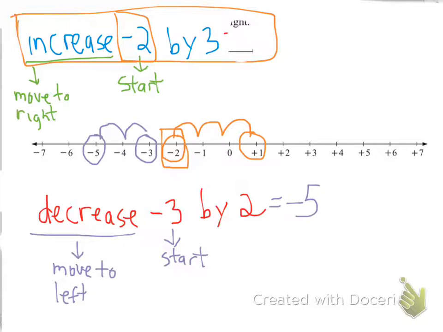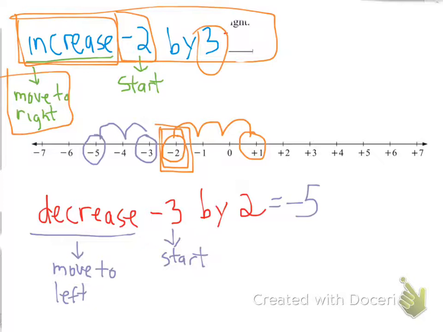The word increase means it's getting bigger. If the number's getting bigger on a number line, it's going to the right. So that key word increase means we're going to move to the right. And by 3, that's the amount of jumps we're going to do. So if we start at -2, which is the first integer they gave us, we're increasing by 3. So 1, 2, 3. We end up at a positive 1, or just a 1. And that becomes the answer.